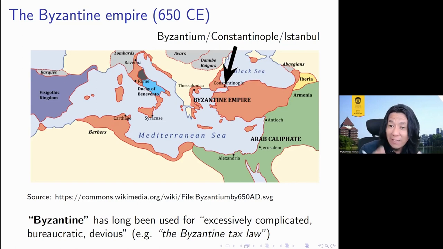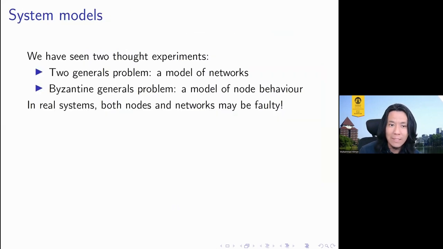So Byzantine, or Constantinople itself, at that time was one of the centers of Eastern civilization. It was a very strong kingdom, but it also had a complicated bureaucratic and corrupt system at the time. So Byzantine, or Constantinople, has been used to model any complicated bureaucratic problem in every science, including computer science. Okay, so that was just an introduction about the Byzantine, and why Lamport introduced the Byzantine.